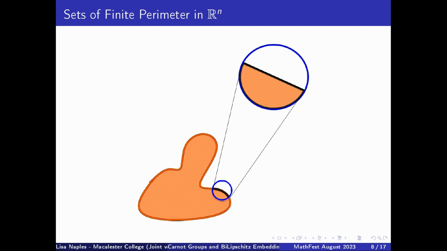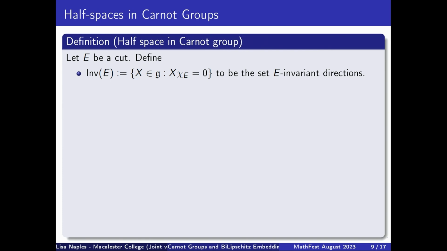And then you get, in this case, on the left side of that line, a half space or half plane. I put this picture here because the next thing I'm going to do is define half spaces in the Heisenberg setting and also in the Carnot setting. This is why we're interested in half spaces. We want to see: does the same thing happen in Carnot groups as happens in Euclidean space?